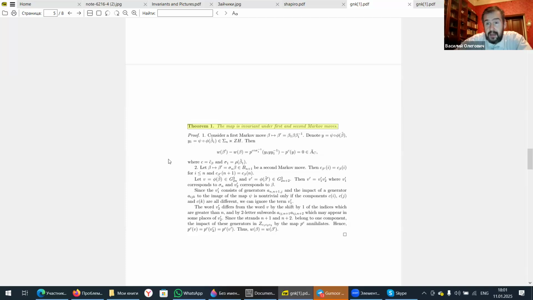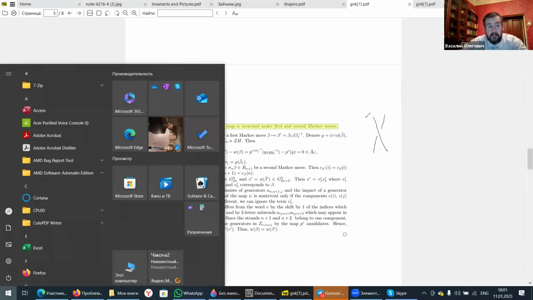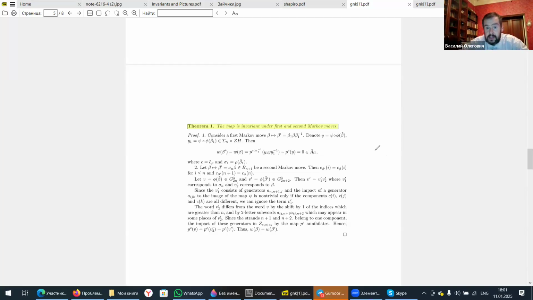This is one thing that happens, and the other thing which happens is the second Markov move. But you see, for pure braids, the second Markov move deals with two strands of the same color, and from the point of view of this invariant, one strand is almost vertical, right? It's almost vertical, and the only time when it's not vertical is when it wraps around and changes position with another point, with another line of the same color.